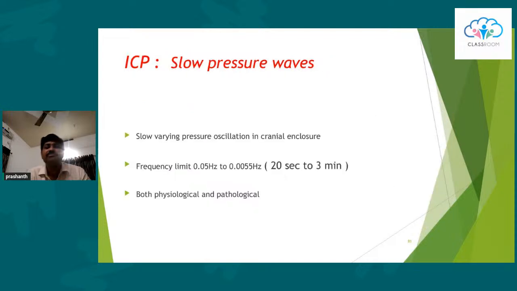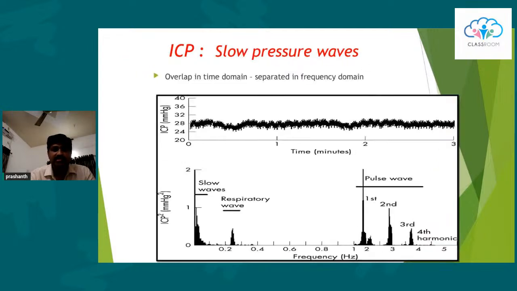Now, as I told you, there is something called slow waves. Slow waves are pressure oscillations which are very, very low in frequency, somewhere between 0.05 to 0.005 hertz. They may be seen in pathological as well as physiological conditions. When you do a waveform Fourier analysis and look grossly at the oscillation, you may not be able to identify the different frequencies.